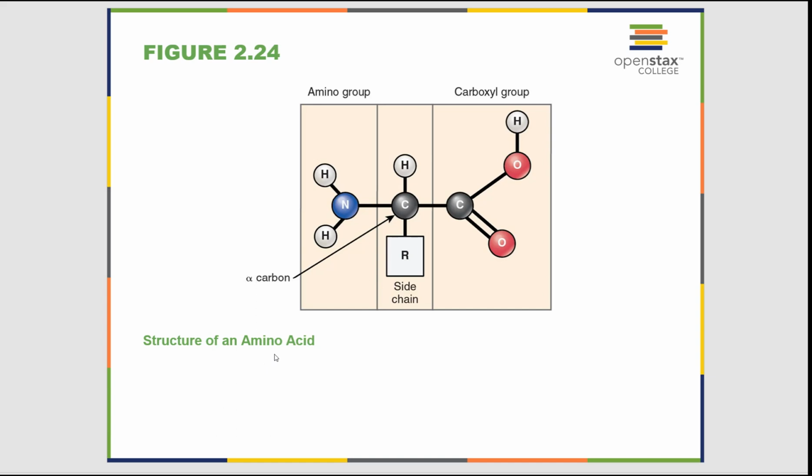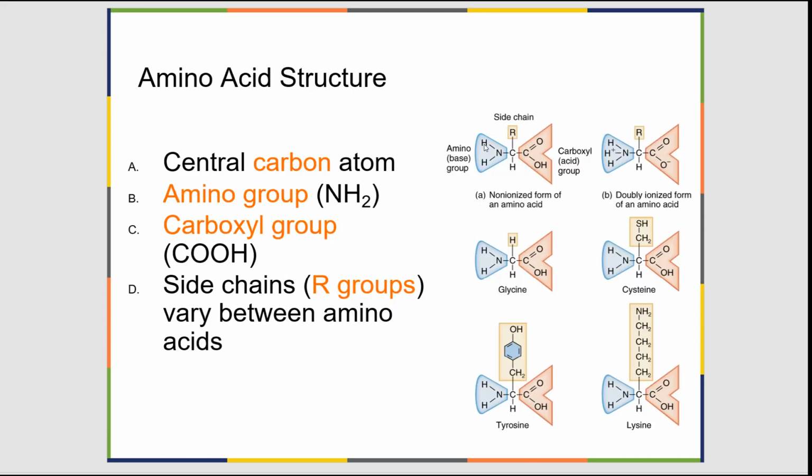Okay, so this is an amino acid. Our amino acid is made up of an amino group and a carboxyl group. Okay, that structure is really important. We're going to go on. That's where that chemistry lesson comes in handy.